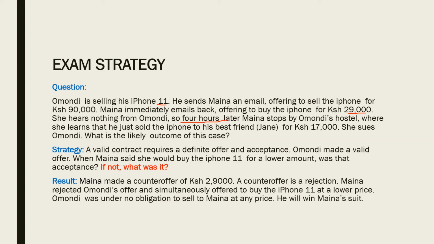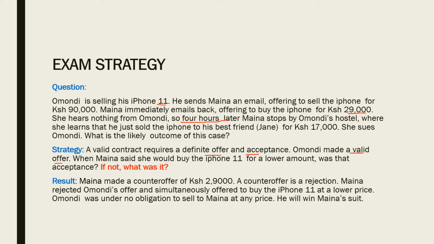So the strategy here is that we need to remember that a valid contract requires definite offer and acceptance. Remember that a valid contract requires definite offer and acceptance. Remember, in this particular case, Omondi made a valid offer, which was selling the iPhone 11 at 90,000. And when Minor said she would buy the iPhone 11 for a lower amount, that was non-acceptance. Remember what we said? By Minor responding and saying that she will buy the phone at 29,000, that becomes a counter offer. It takes away acceptance from the phone. Remember, the offer was for 90,000, and by Minor saying I'll buy that phone at 29,000, that is a counter offer.